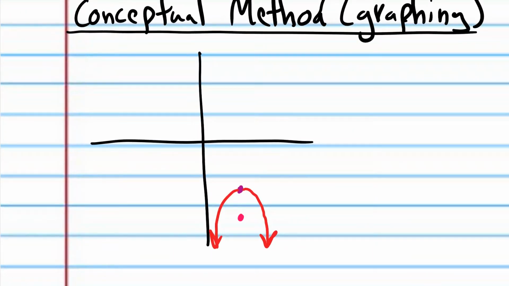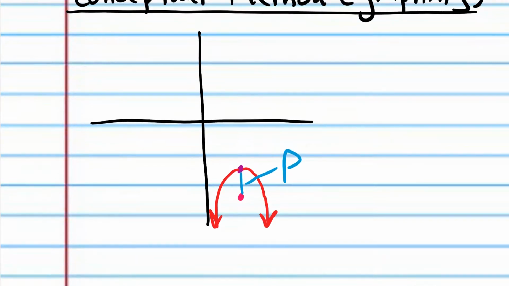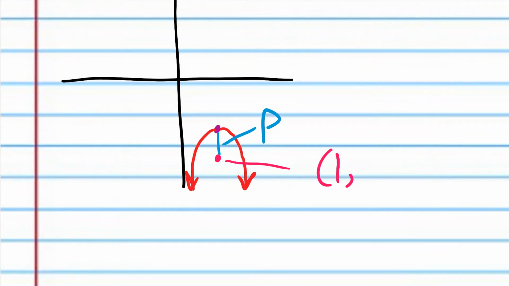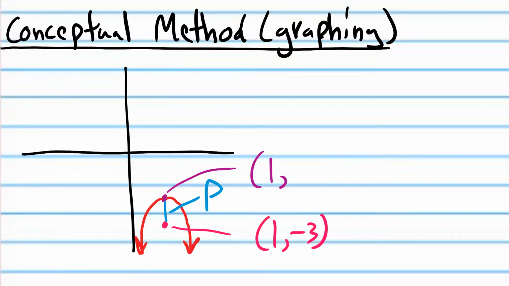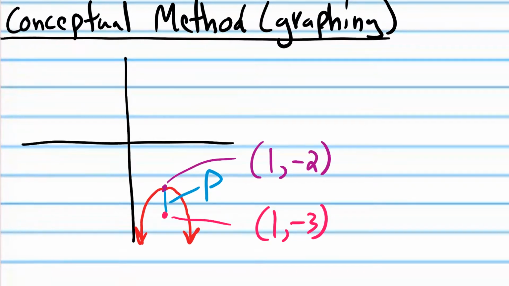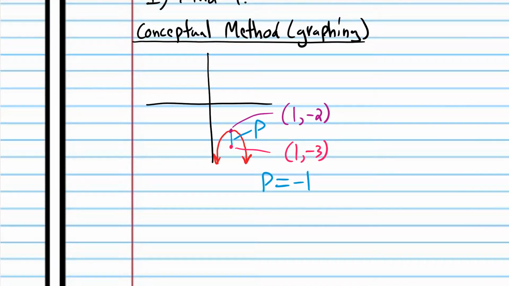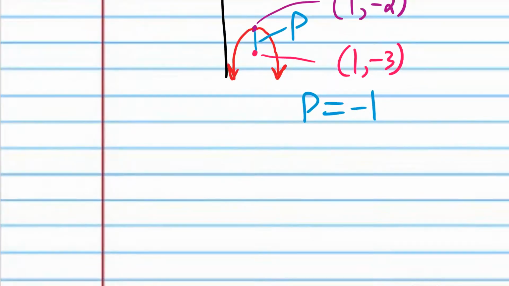Now the distance from the vertex to the focus, like I said, that's p. We call that p. And the focus is 1, -3, and the vertex is 1, -2. So we can see, just by looking at these coordinates, the distance from -2 to -3 going straight down is just 1. So p is equal to 1. But because the parabola is going down, it's actually going to be -1. So that was the conceptual method for finding p.